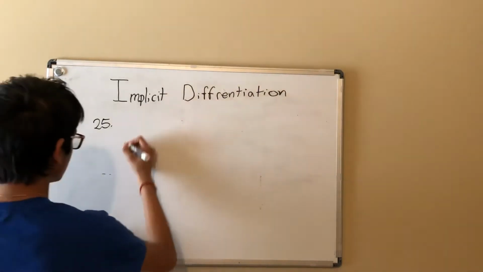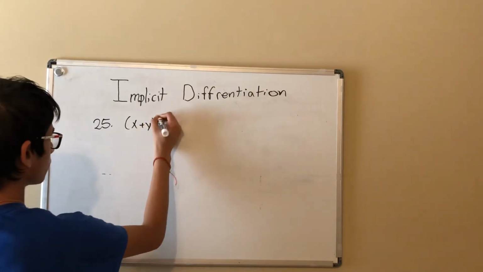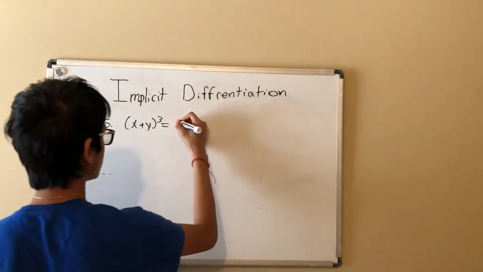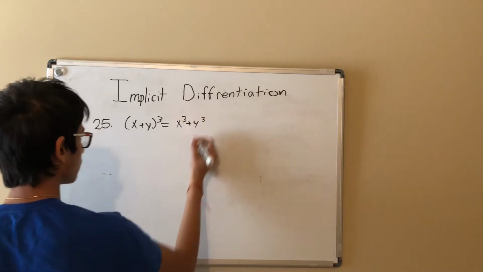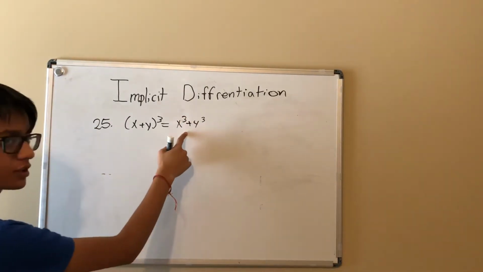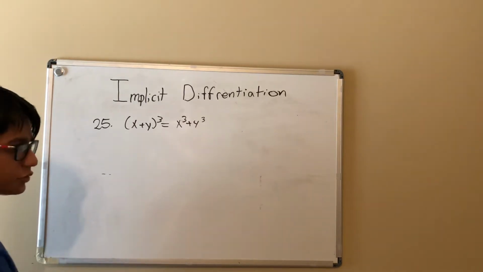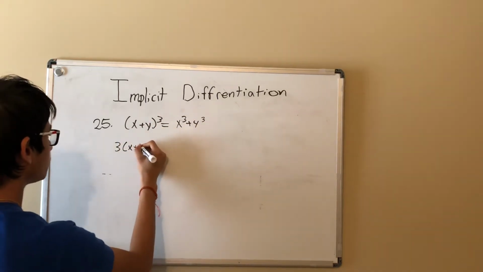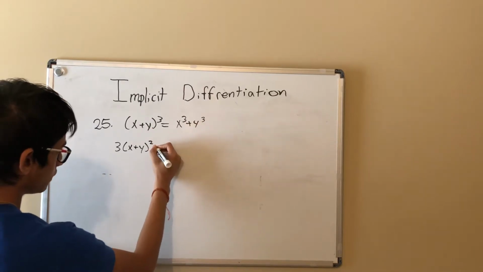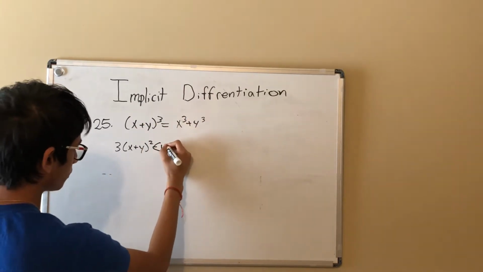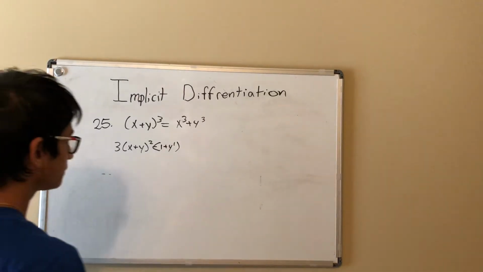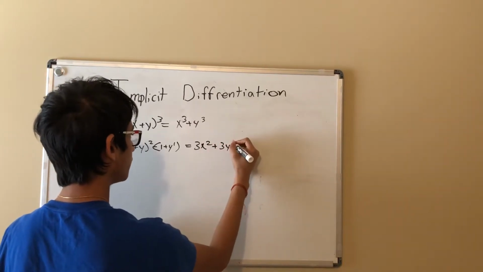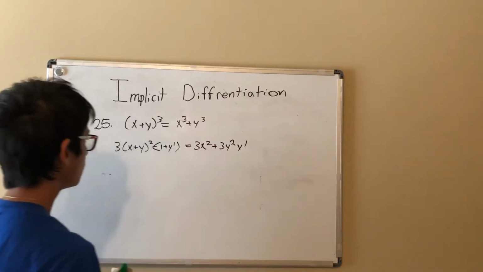(x plus y) cubed equals x cubed plus y cubed. So notice how this side isn't a constant anymore. So like you actually have to take the derivative of both sides, right? So this is a simple chain rule. It'd be 3 times (x plus y) squared times the derivative of the inside, 1 plus y prime, right? Equals 3x squared plus 3y squared y prime, right?